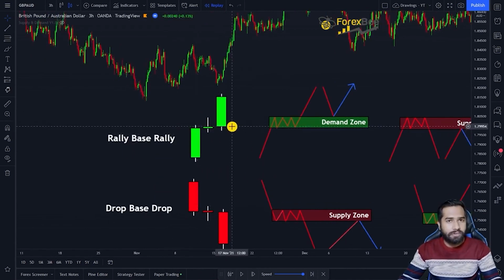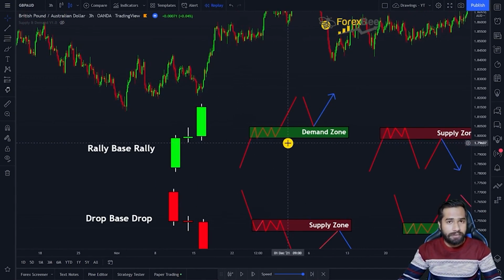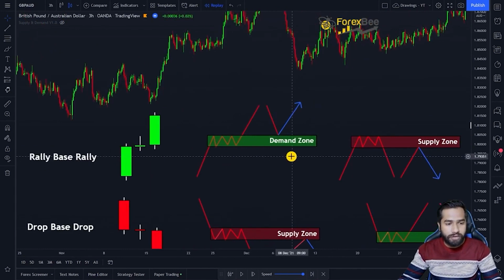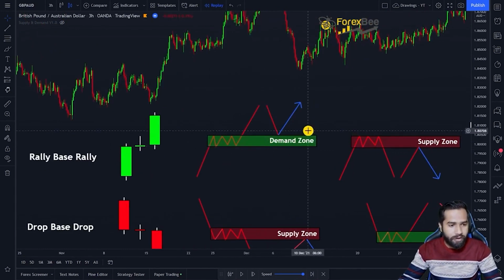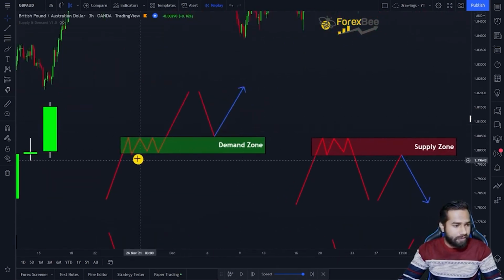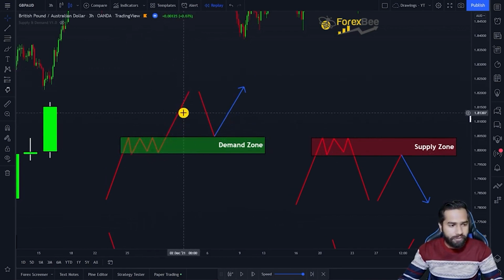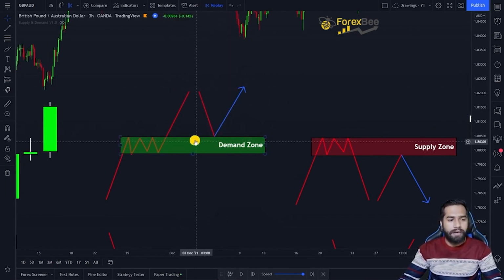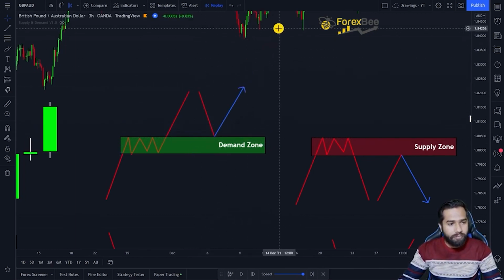At this zone, what institutions do is they place their pending buy orders at the demand zone. So for us as retail traders, it creates an opportunity to take pinpoint entries and get high risk reward trades. As you can see here, at this rally base rally demand zone, after going in the bullish direction, after the formation of the zone, the market will eventually come back in order to pick up the pending orders that were placed by institutions, which created the demand. And then after picking those pending orders, the market will move in the bullish trend.